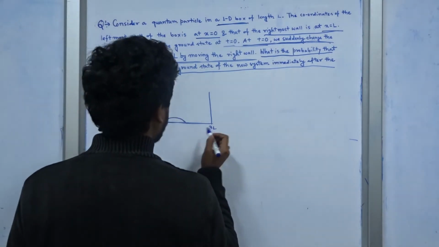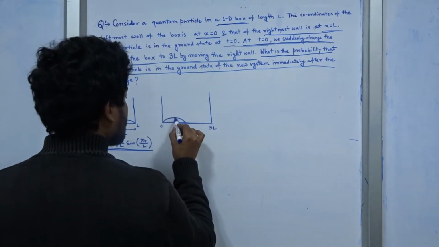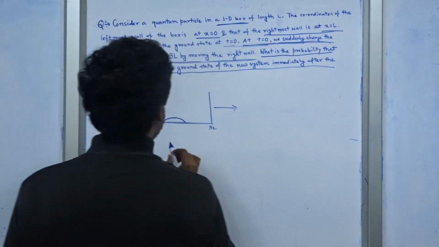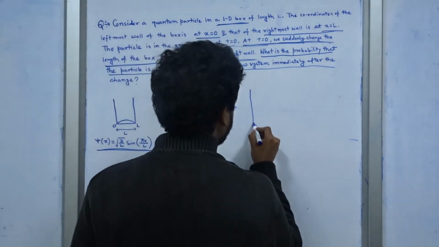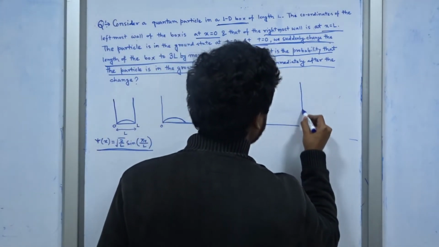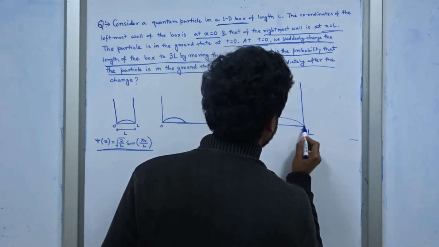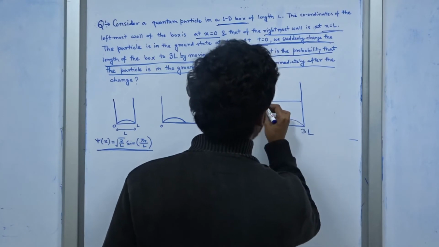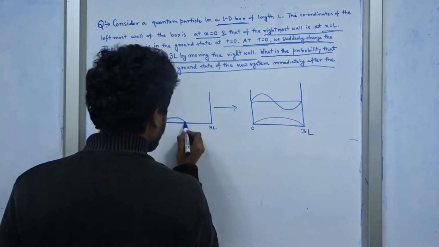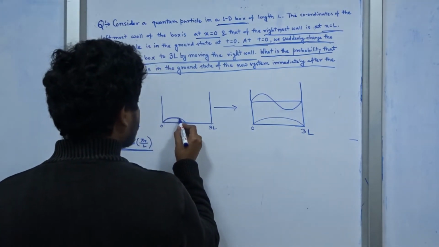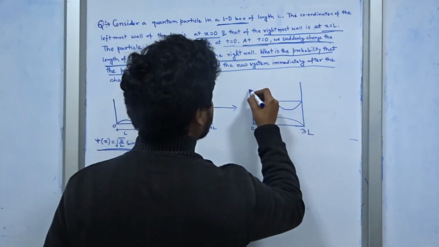but now the box becomes 3L, and it is very clear that this is not the ground state of a box of length 3L. So what do we expect? This is a 0 to 3L box. This is the ground state. This is the first excited state, like that. But in this 0 to 3L box, this wave function is actually in the previous ground state, and the new ground state and excited states look like this.